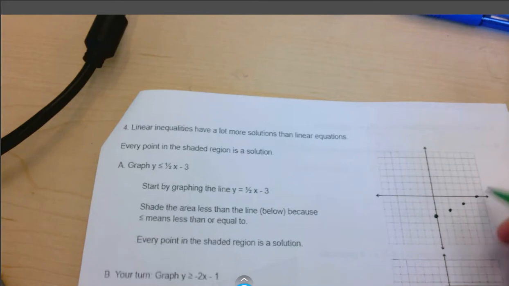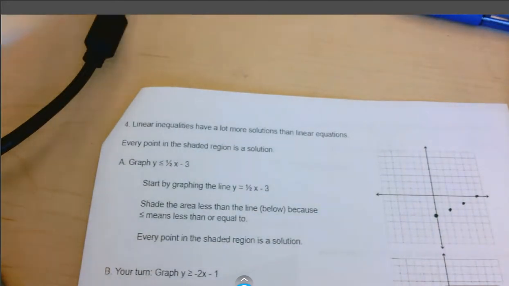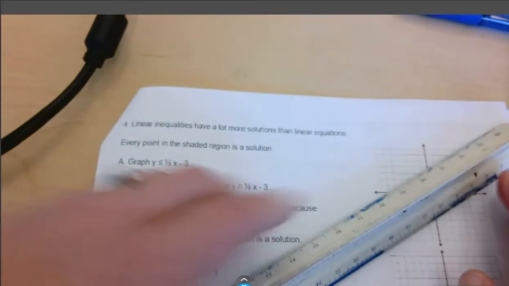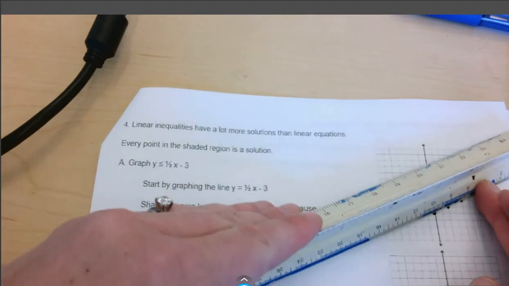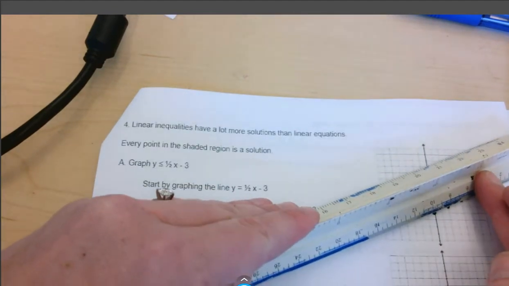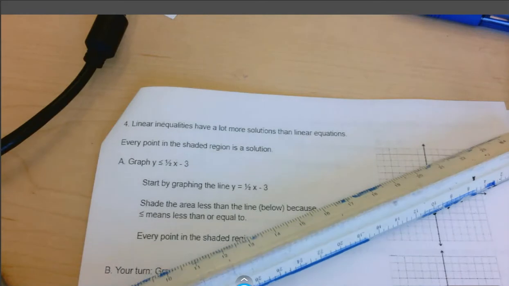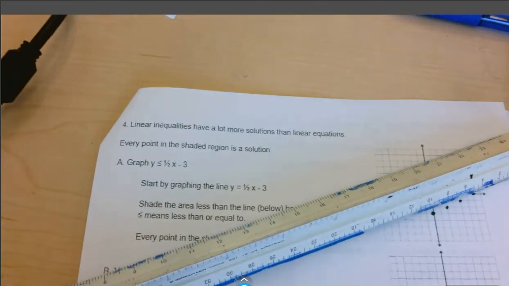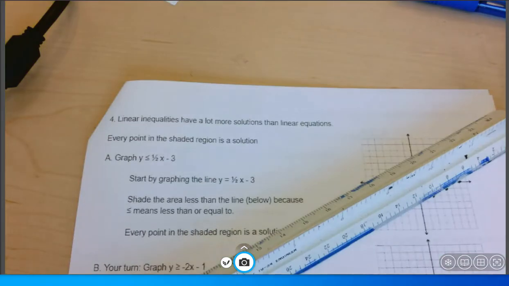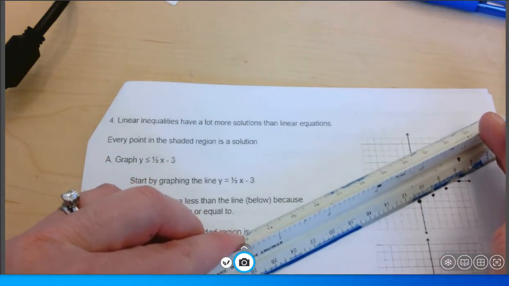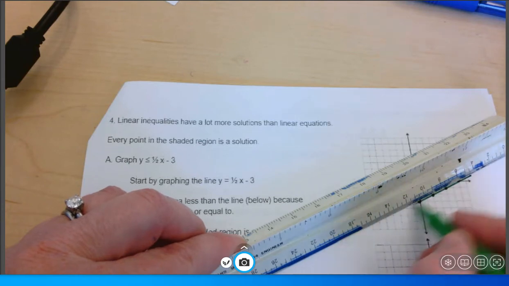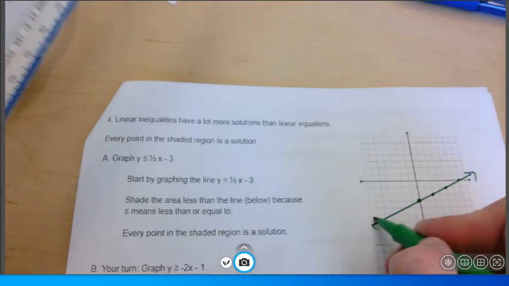Just like you did before. Okay, so we're going to graph that line all the way across. Don't make a short line, because that won't show you the entire plane. Like that. Okay?